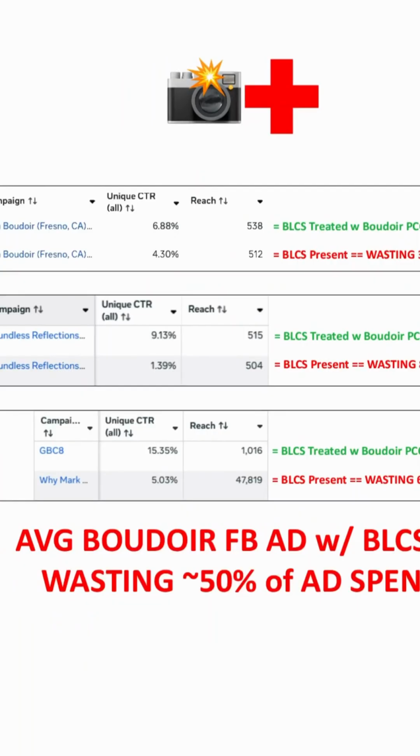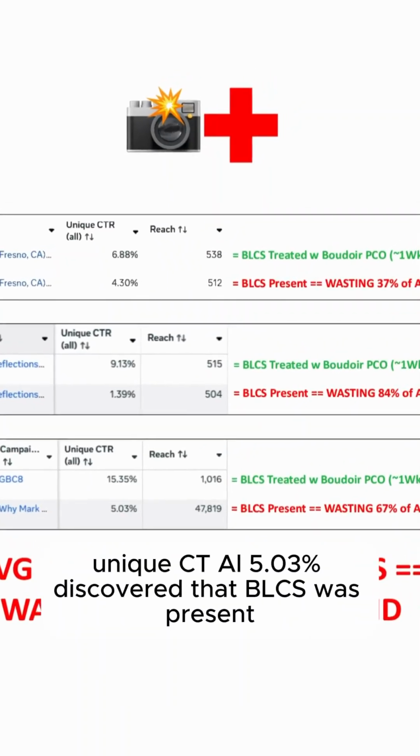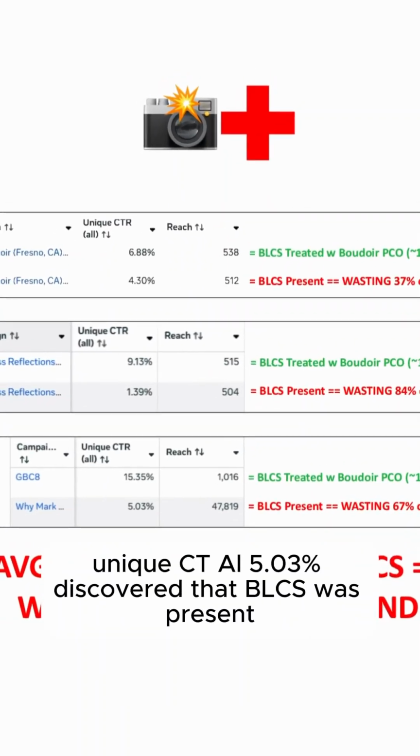Finally, my hospital now had a patient come in, unique CTR 5.03%, discovered that BLCS was present.